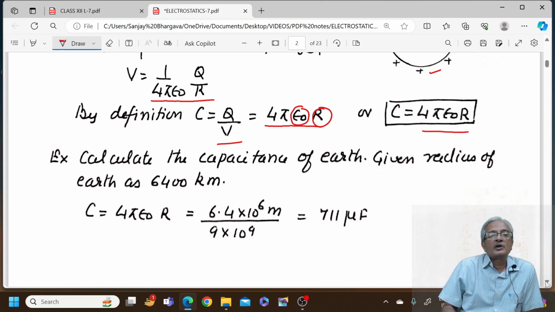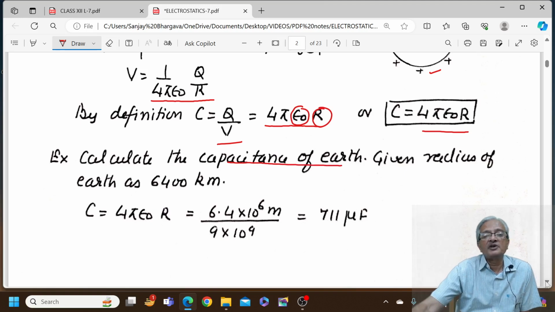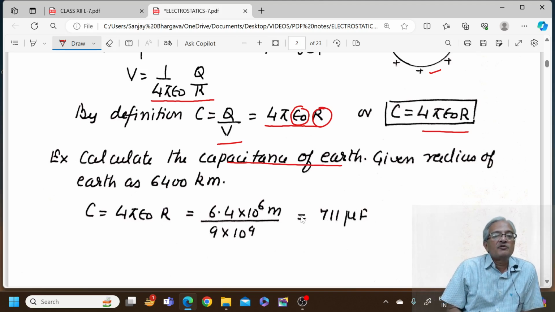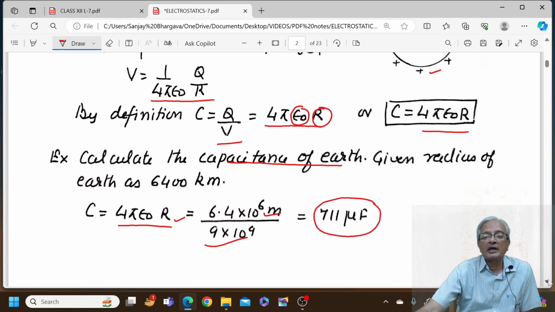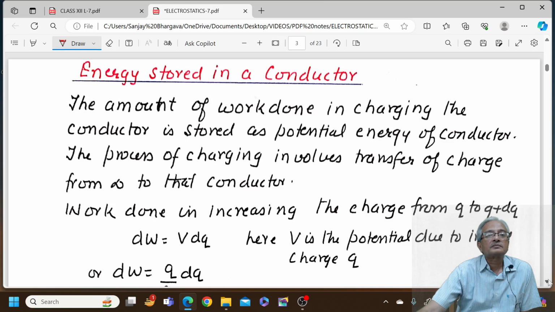Here let us calculate what would be the capacitance of Earth. Earth can also be treated as a sphere of radius 6400 kilometer. So C would be equal to 4 pi epsilon 0 R, and 4 pi epsilon 0 is 1 upon 9 into 10 raised to power 9, and radius is 6.4 into 10 raised to power 6 meter. And the calculation gives the capacitance of Earth as 711 microfarad.